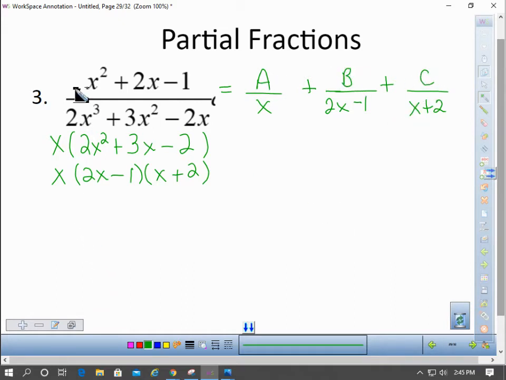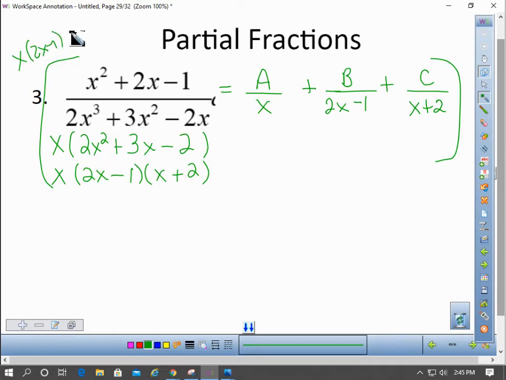So we're going to do the same thing. We're going to end up multiplying this whole problem by the common denominator x, 2x minus 1, and x plus 2. So I'm going to multiply everybody by that. When you multiply this common denominator times this first one here, the denominator goes away because that is my denominator down here that I factored. So I'm going to be left with x squared plus 2x minus 1, which is just my numerator.